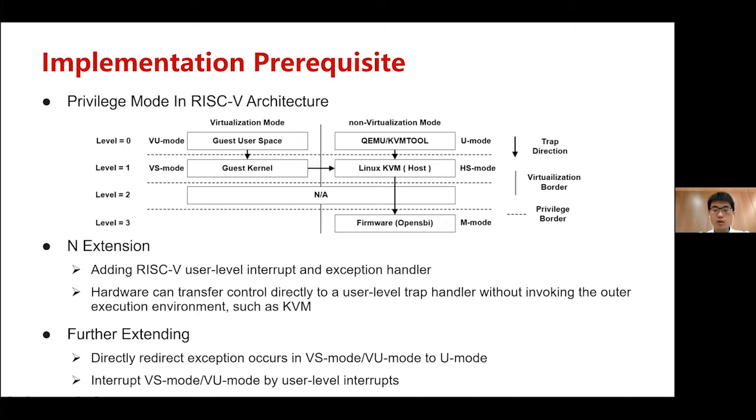Hardware can transfer control directly to the user-level trap handler without invoking the operating system execution environment. To support HA-IOV, we further extend the N extension with the ability to redirect exceptions that occur in VS mode or VU mode to U mode, and the ability to allow VS mode or VU mode to be interrupted by the user-level interrupts.